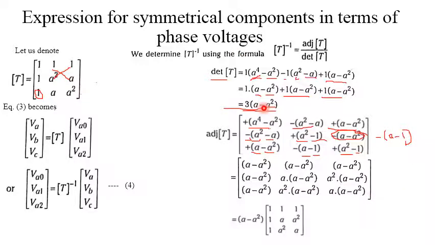Now, what is the common term here? A minus a square is a common term. So I'll get 1 1 1, then 1, a, a square, and then 1, a square, a. This is the original one, our term that we got. In place of a square we will get a, and in place of a we will get a square of that matrix. Then substitute these values for the adjoint of the matrix and the determinant of the matrix.